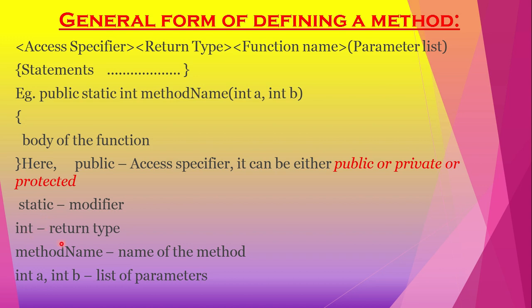Now int is the return type. This function which I have declared here is returning an integer value. When you call this function, it will give an answer in integer data type. Method name is simply the name of the method. Now int a and int b, these are the list of parameters, the values that should be supplied to the function in order to start the work.